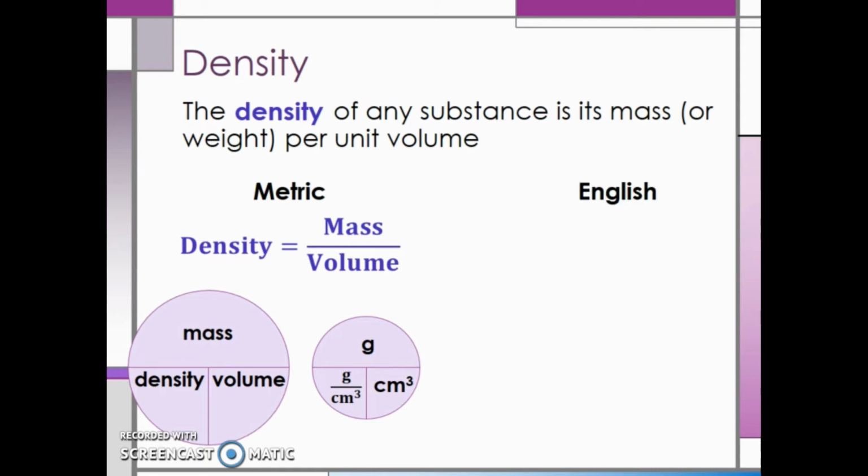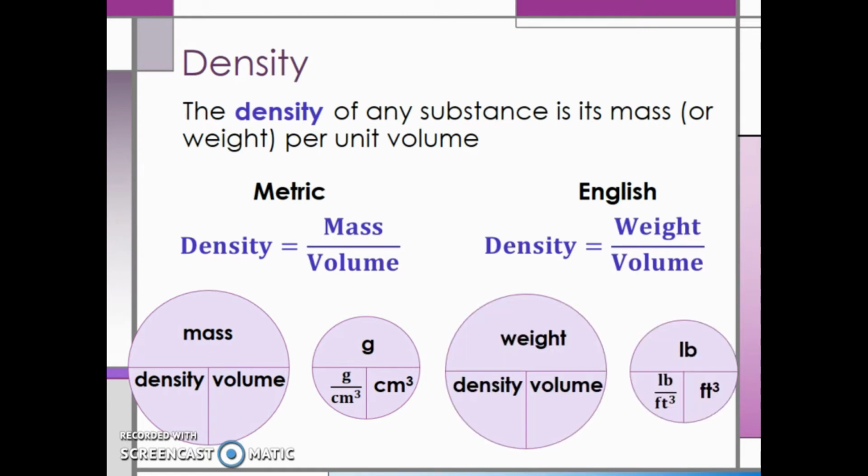In the English system, density is equal to the weight divided by the volume. Remember, we're looking at weight density. In our equation circle, we have weight on top, and density and volume once again on the bottom. Weight will be in pounds, and density will be in pounds per cubic foot, and volume will be in cubic feet.